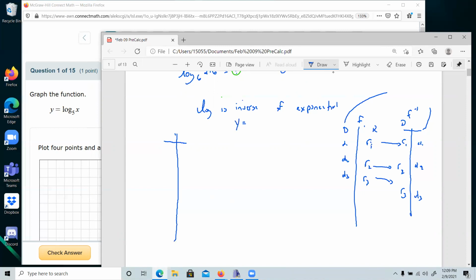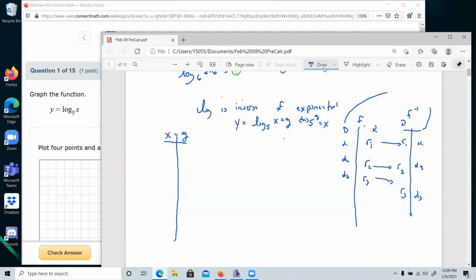So if we're going to go ahead and graph the function y equals log base 5 of x, the equivalent exponential form here is 5 raised to the y is equal to x. So how about we pick the y's and then we'll figure out the x's because of it. All right, so here's my x's, here's my y's.